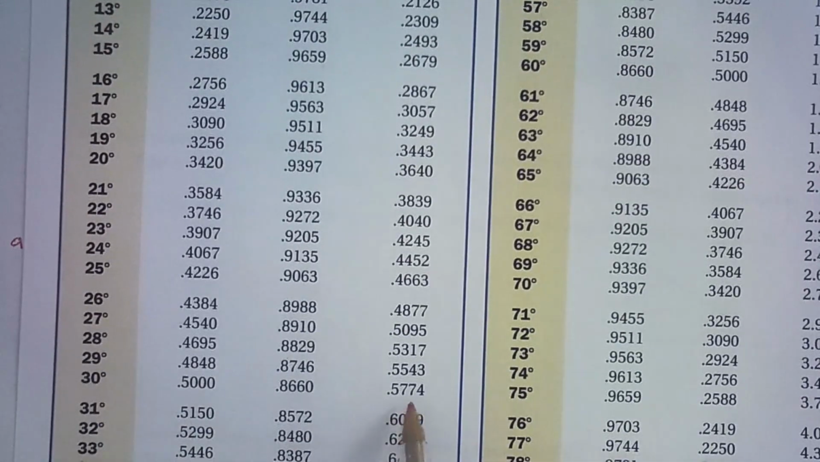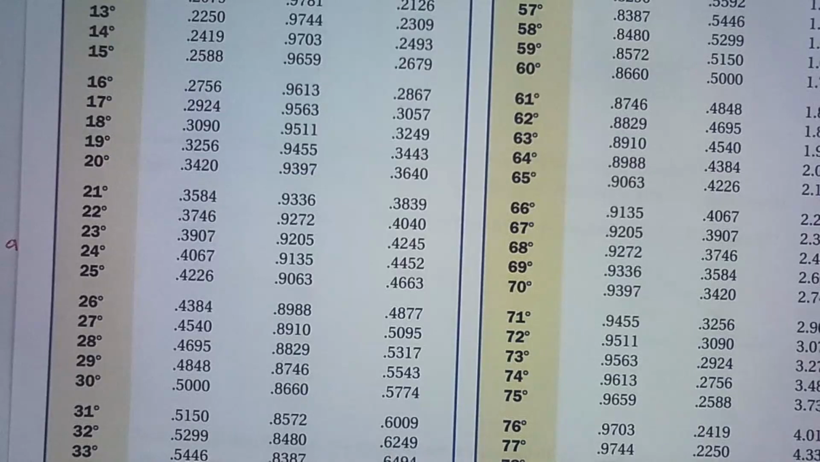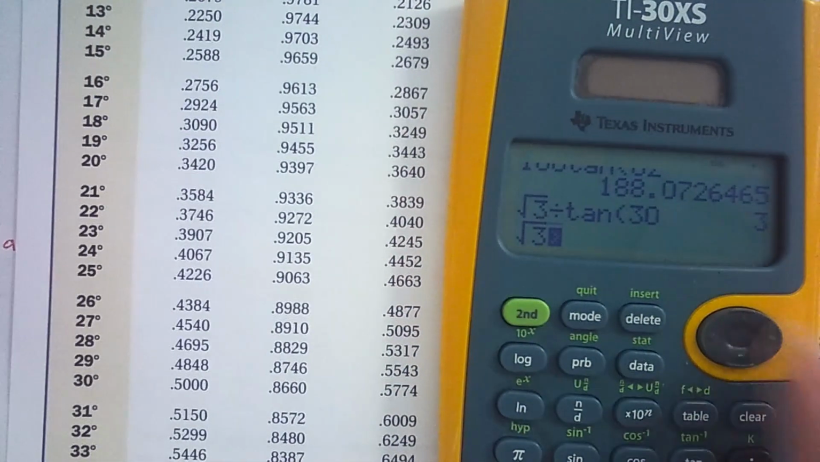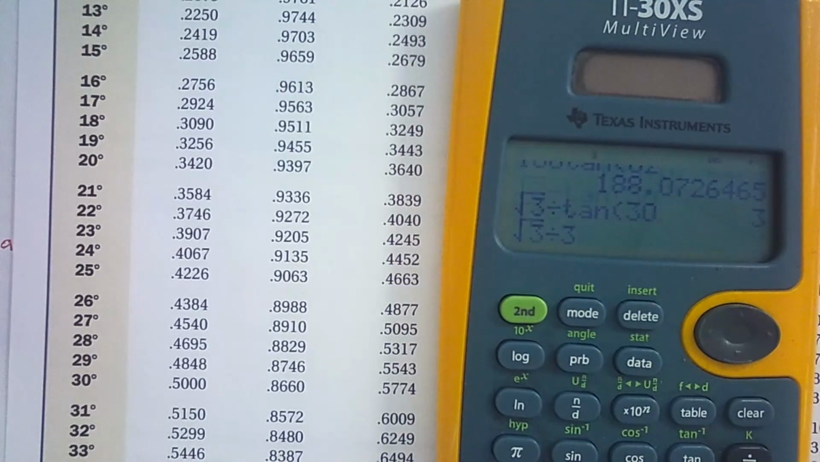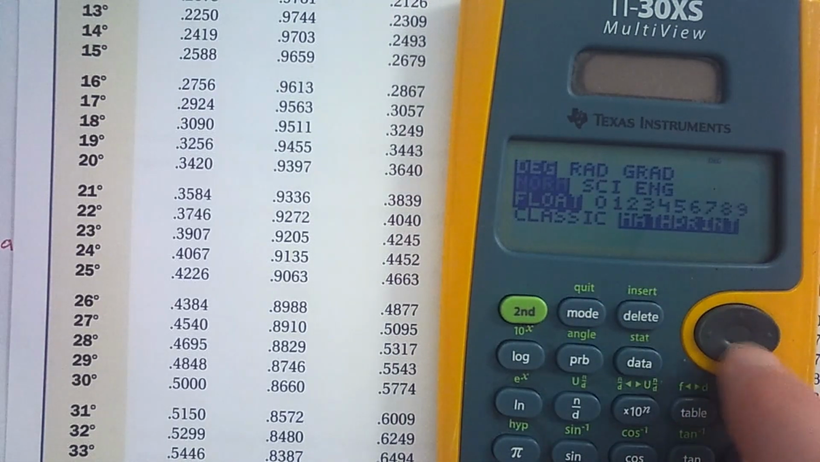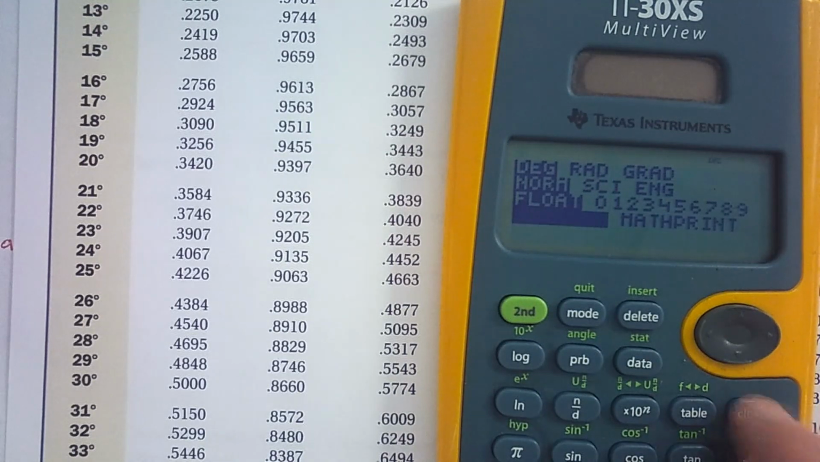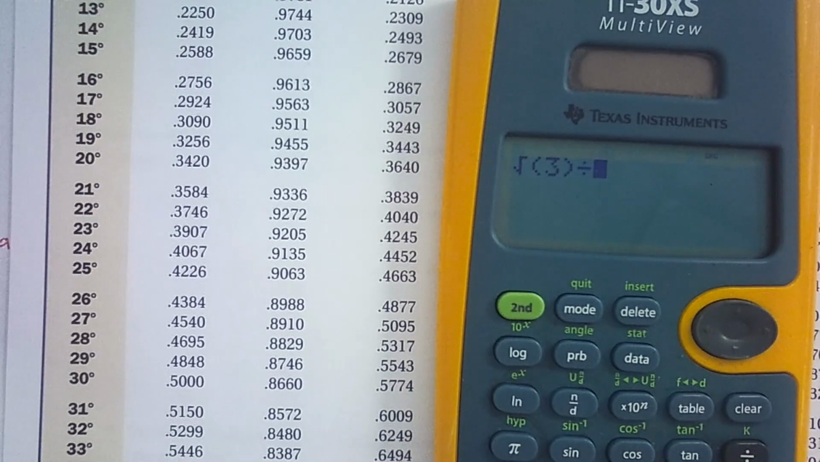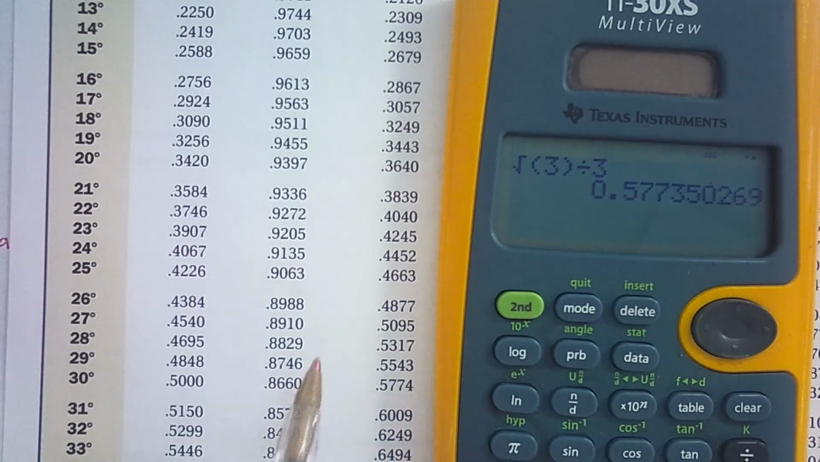Now, if I look here, it says 30 has a tangent of 0.5774. So what is the square root of 3 divided by 3? Okay, it's not giving me what I want there. I need to change my mode to classic and try that again. Square root of 3 divided by 3 is 0.5774.